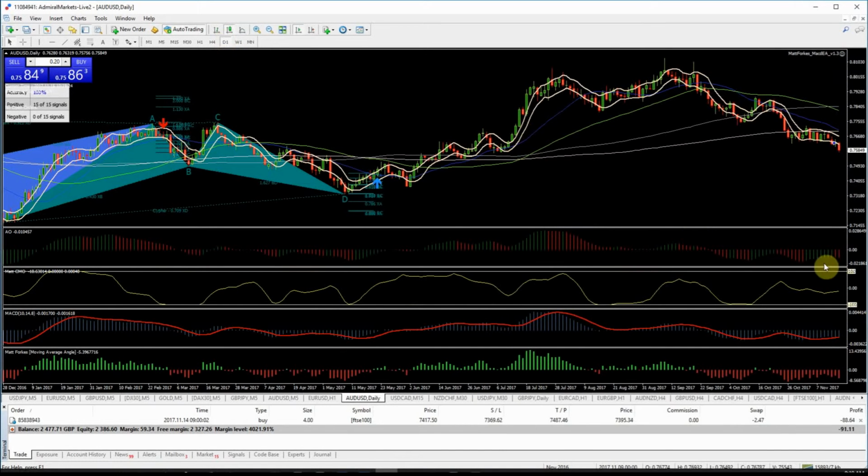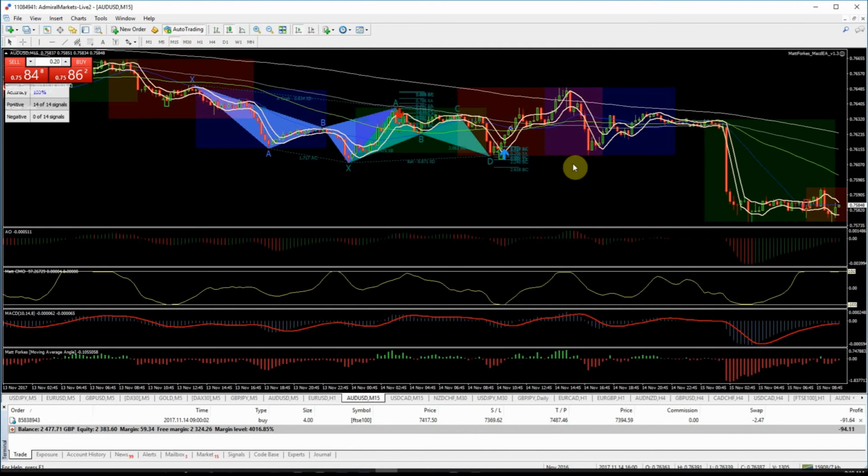Looking at the daily chart again, it's got the potential for this histogram to turn around and turn positive. So yeah, the Aussie's got some potential to the long side to have a bit of a run up at some point, but we'd need to be able to get a decent entry on that to make that happen.